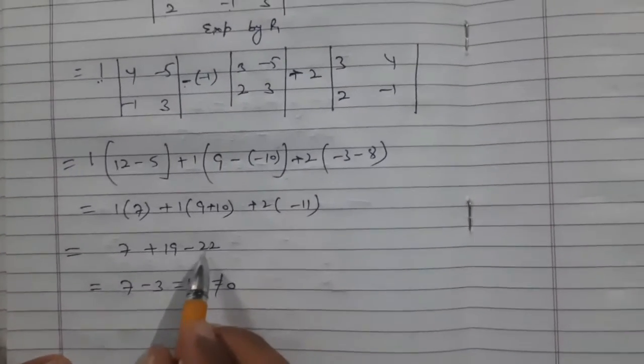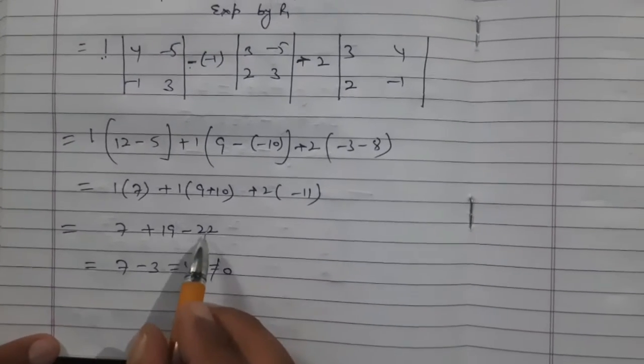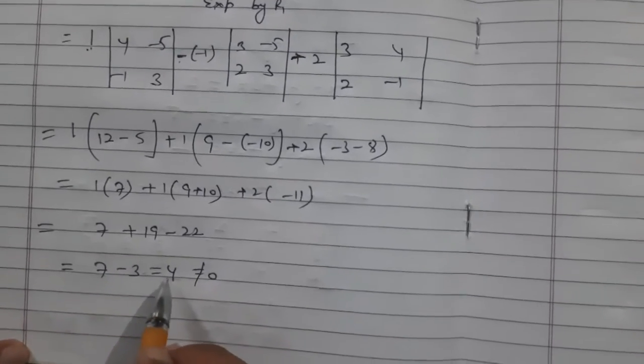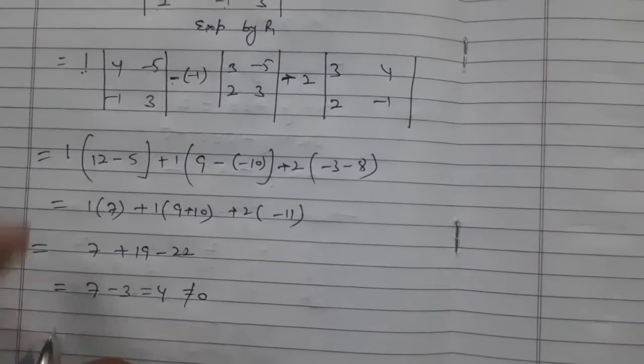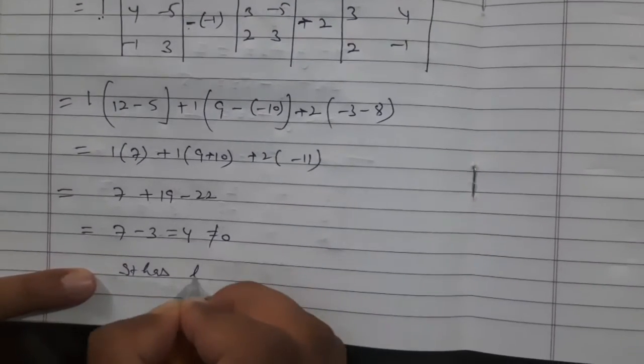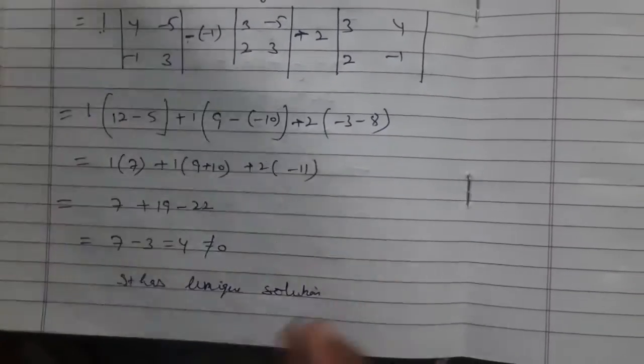Because 19 and 22, that is 22 minus 19, is 3. And the bigger term is minus 22, so minus is here, and 7 minus 3 is equal to 4. It's not equal to 0. So that's why it is a consistent system, having a unique solution. It has a unique solution and is a consistent system. So now let's go further to solve it.